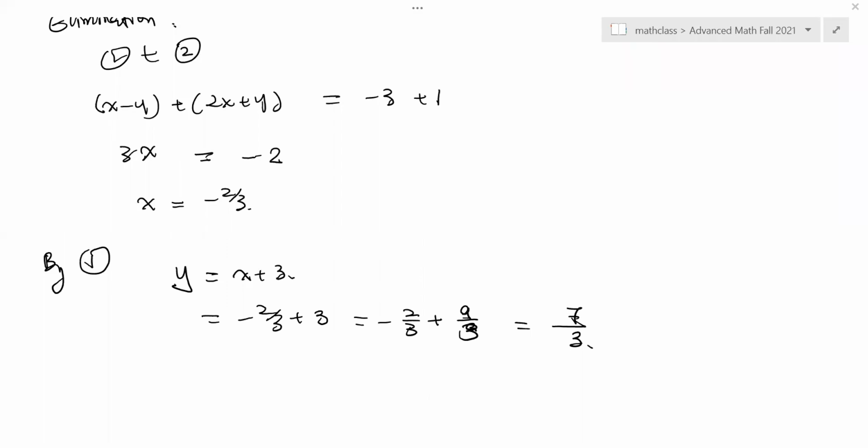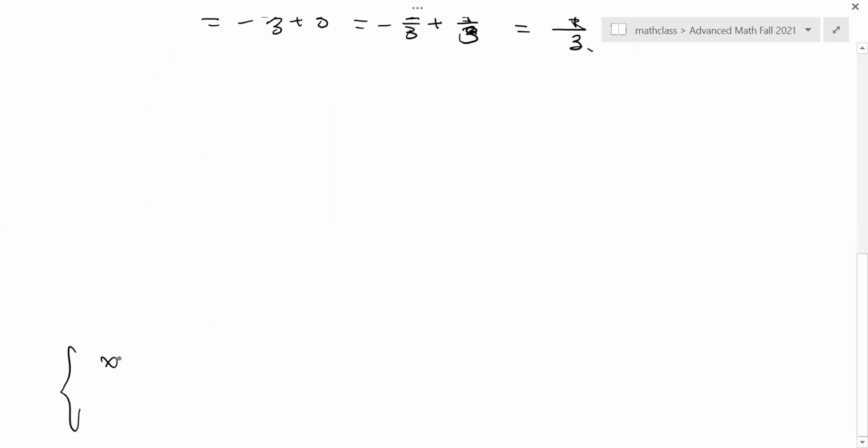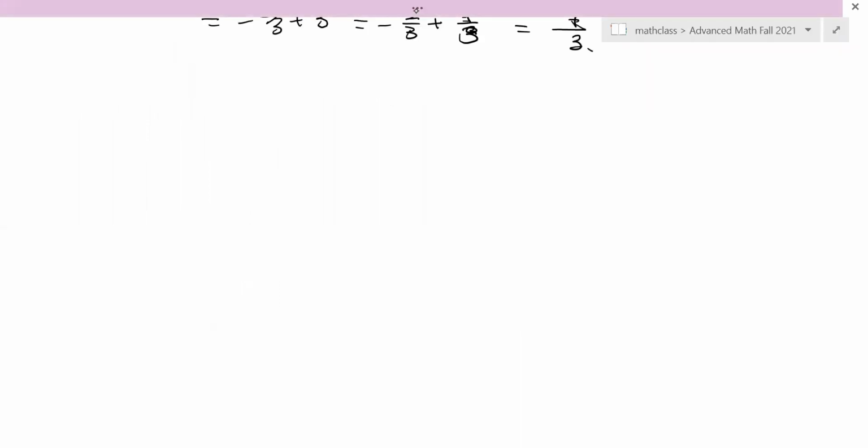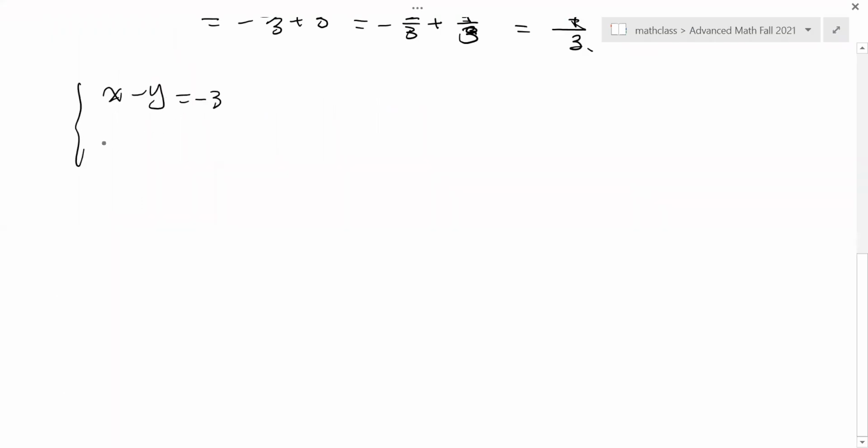Now, another method we call substitution. I'm going to show you how to use substitution. So x minus y equals 3, and 2x plus y equals 1. That's equation 1, that's equation 2. So the next method, we call it substitution.